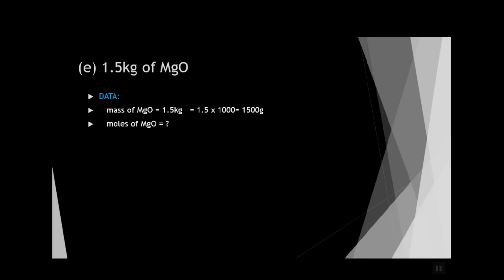Now, moles of magnesium oxide we don't know. Now solution. Molar mass of magnesium is 24 and molar mass of oxygen is 16. Molar mass of magnesium oxide is 40 gram.